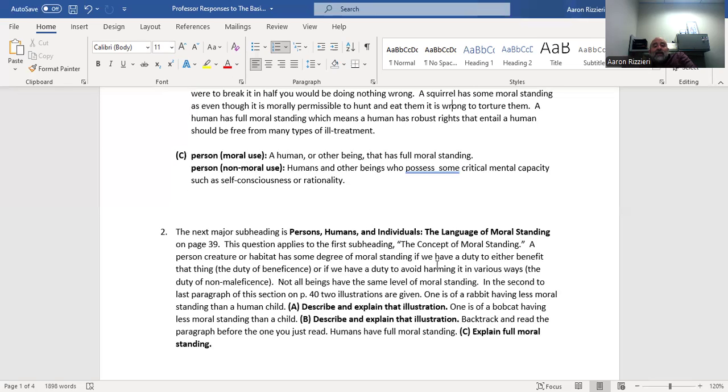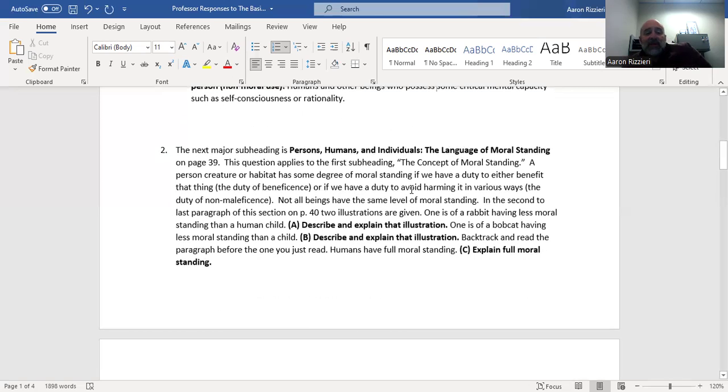All right, there's also a non-moral use of person that's purely what's called descriptive. So humans and other beings who possess some critical or essential mental capacities, such as self-consciousness or rationality, are also referred to as persons. Now, we'll interact more with this distinction a couple questions below, so we can kind of move on.